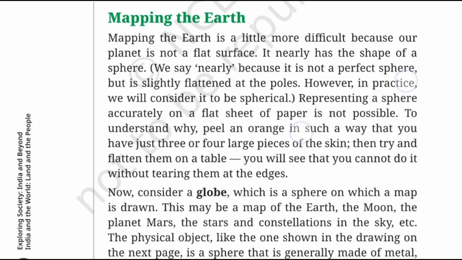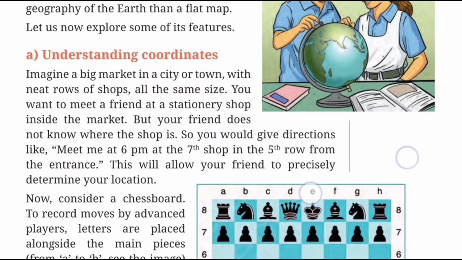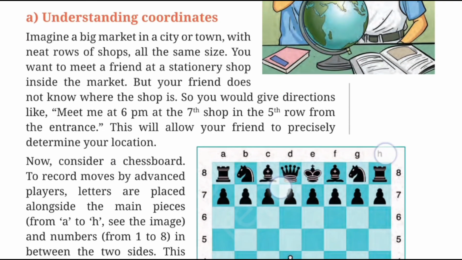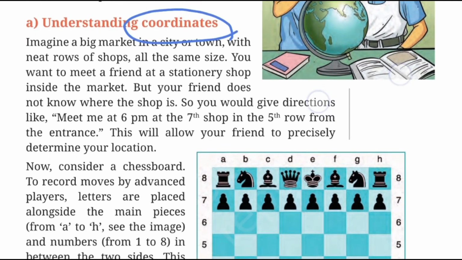After that we studied what a globe is. A globe is a spherical thing. We use the globe to represent the earth. The earth is also spherical, so we can represent the earth with a globe. Then we understood what a coordinate is. A coordinate is used to locate a particular area on the map or on the globe. We will study coordinates elaborately in the next class.